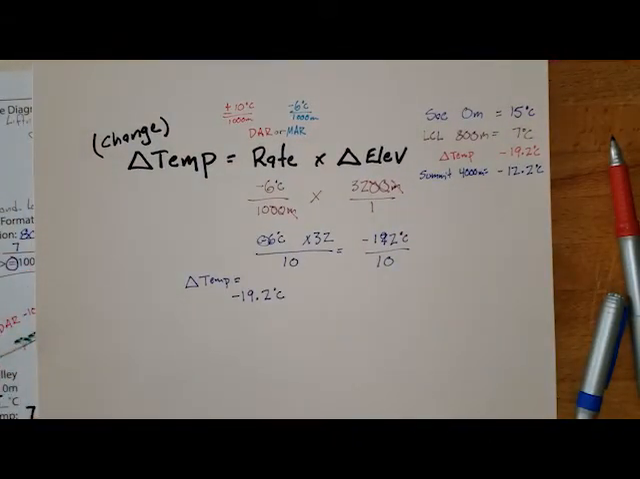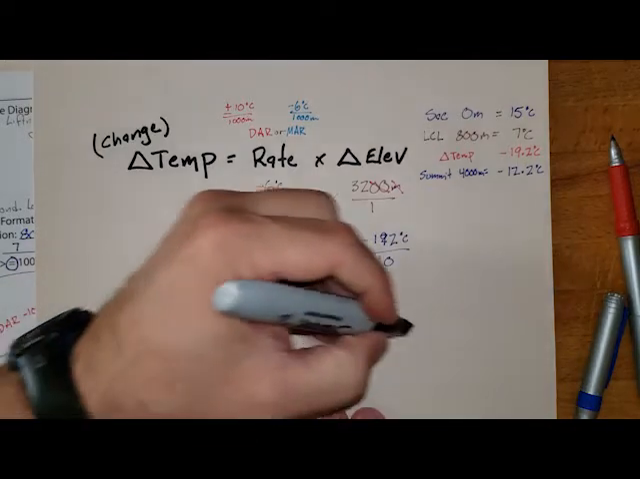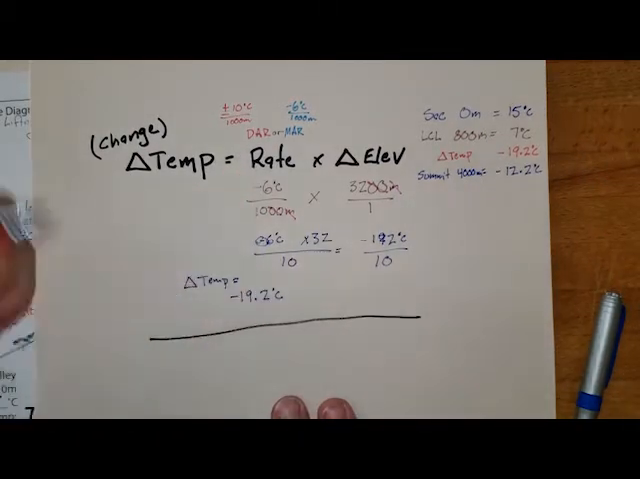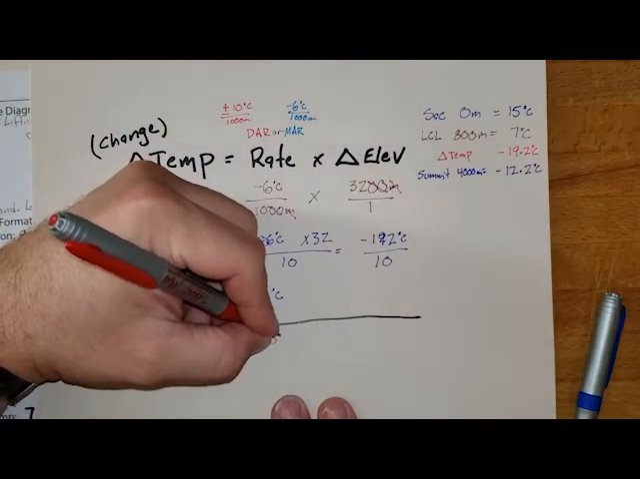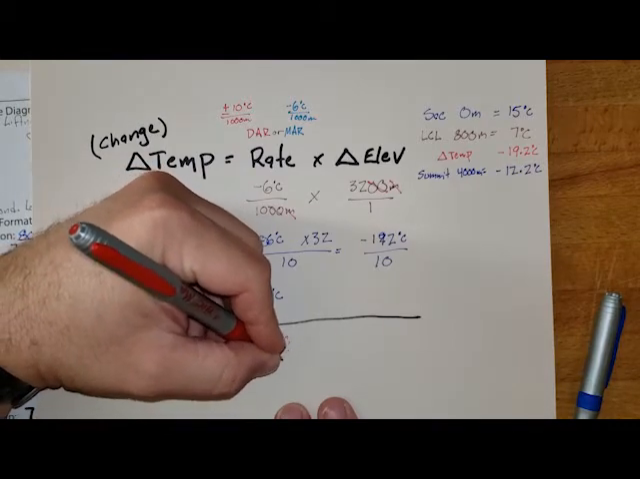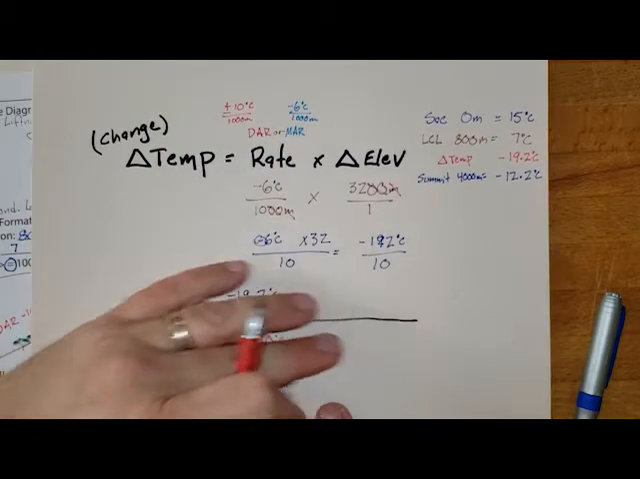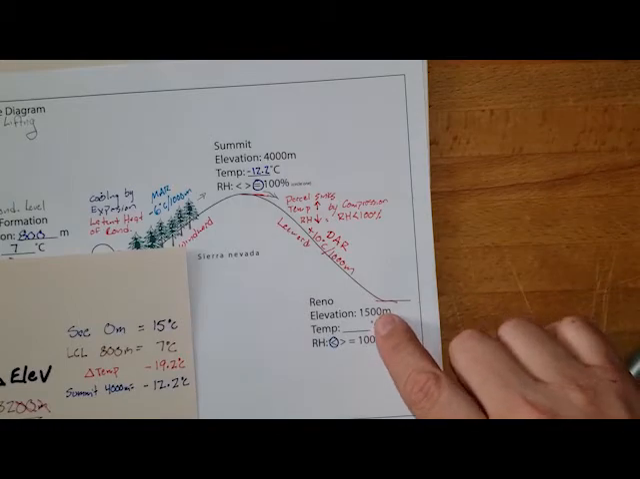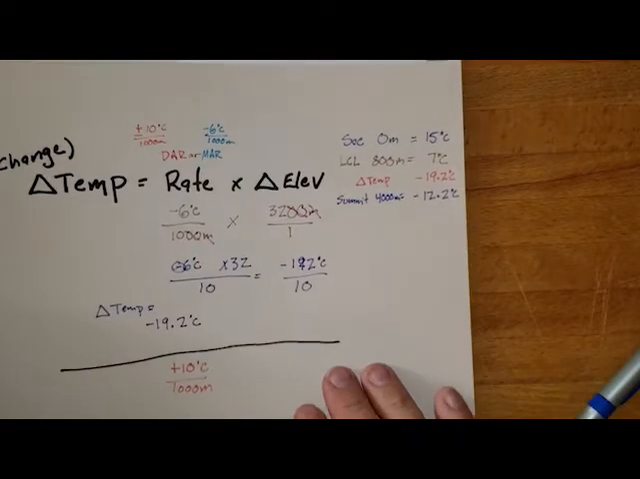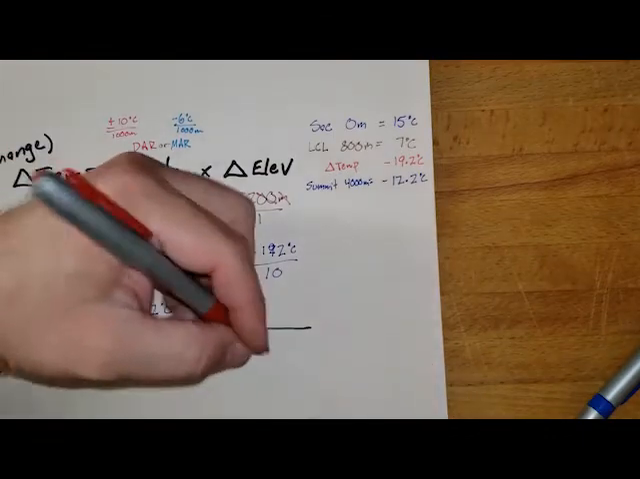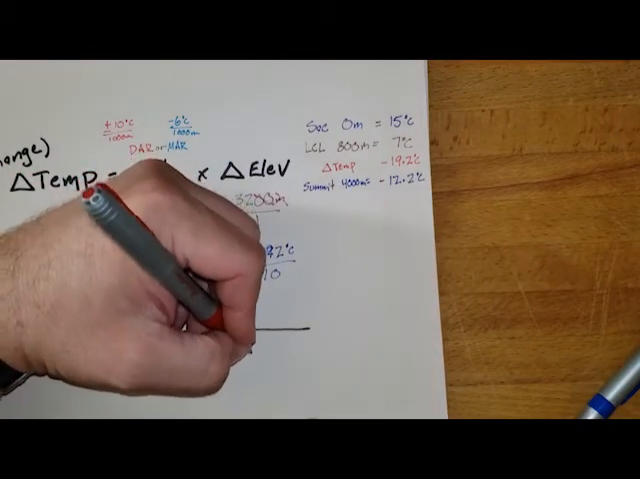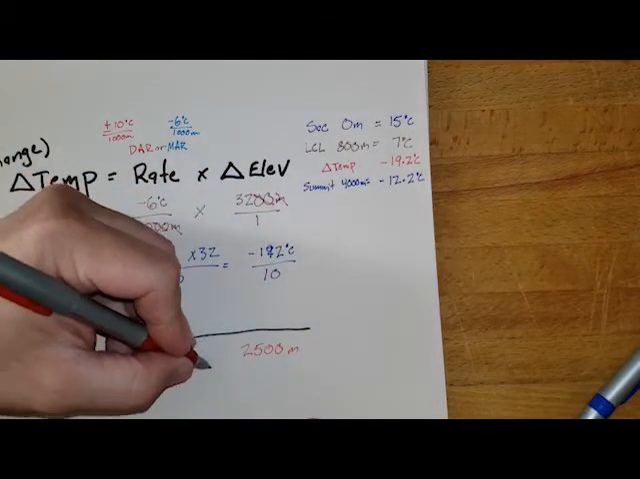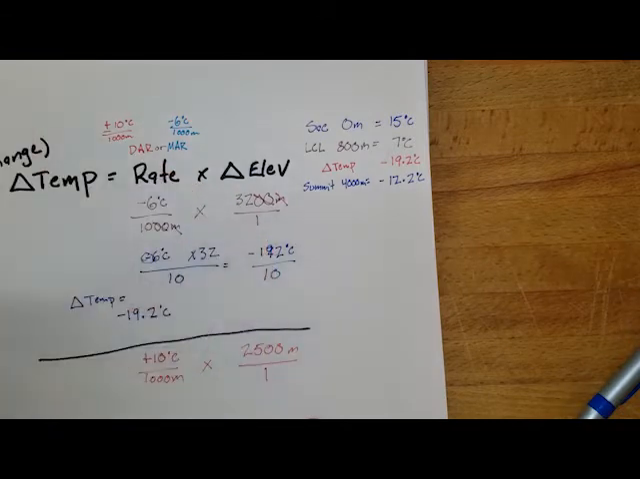Okay. So we're going to be using some different numbers this time. This time it's going to be the dry adiabatic rate, and that dry adiabatic rate will be positive 10 degrees Celsius for every 1,000 meters. That's my rate. My change in elevation, I'm going to be going from 4,000 down to 1,500, and so that's going to be 2,500 meters. Because I'm multiplying fractions, I just always like to put that over 1.